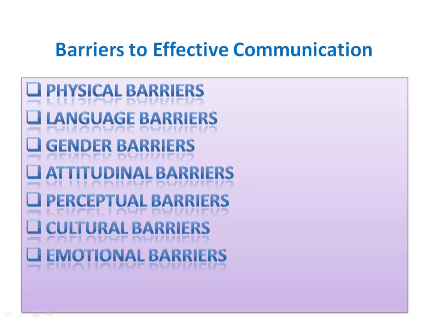We identified certain barriers to communication which prevent effective communication. They are physical barriers, language barriers, gender barriers, attitudinal barriers, perceptual barriers, cultural barriers, and emotional barriers. We are going to see them one by one: what these barriers are, what impact they have on communication, and how we can overcome or minimize them in order to ensure effective communication.